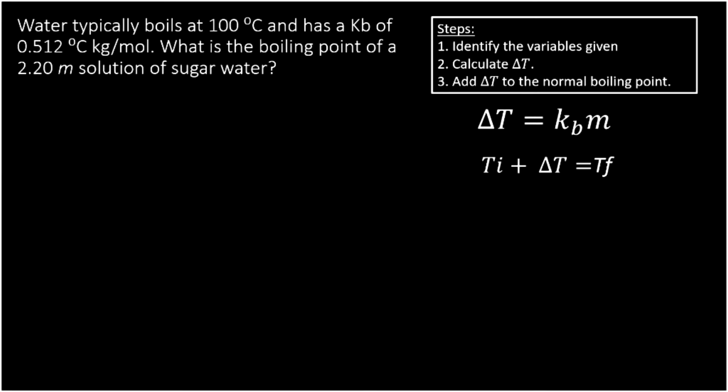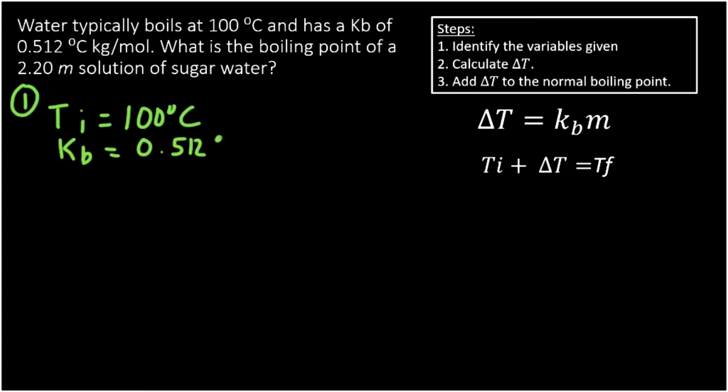All right, first of all, identify the variables given, just like we did before. The first thing we're given is the boiling point of water, which is 100 degrees Celsius. Then we're given the Kb, which is the boiling point elevation constant, which turns out to be 0.512 degrees Celsius kilograms per mole. And lastly, we're told the concentration, which in terms of molality is 2.20.